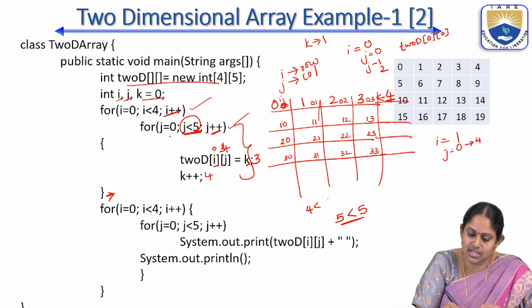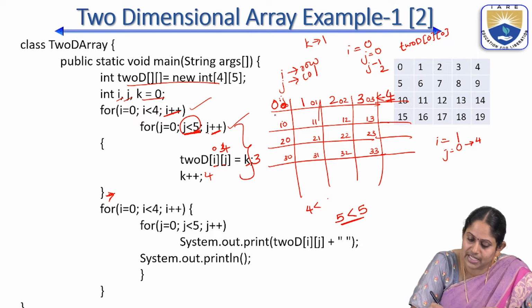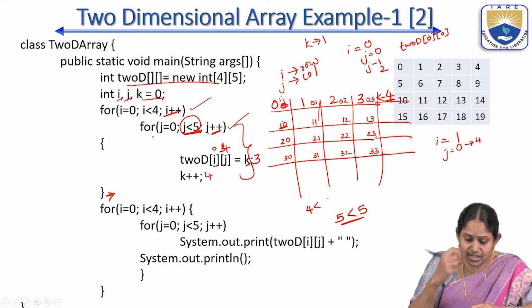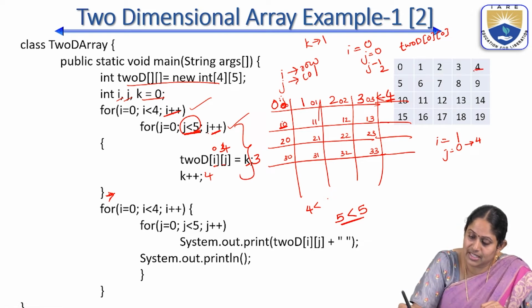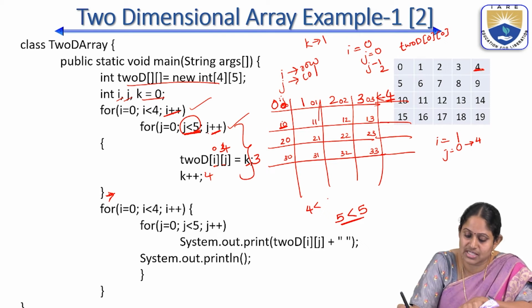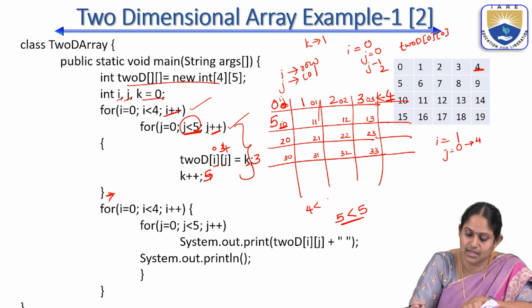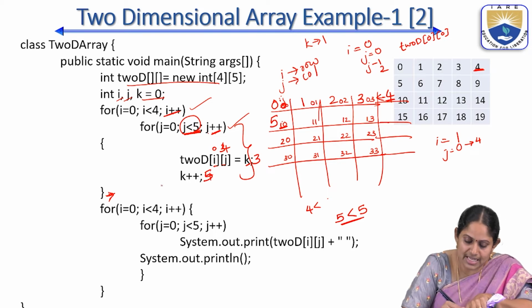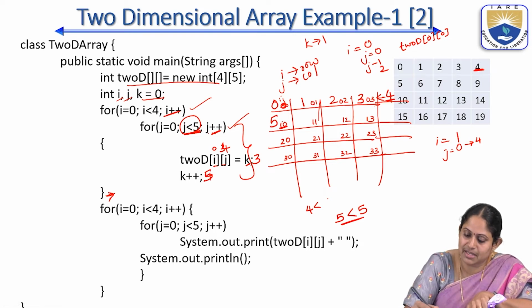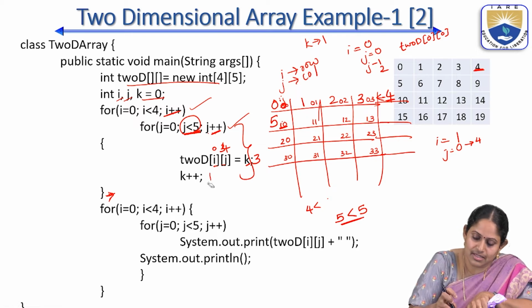Once j is 0, the loading of data will be into 1,0, since i is 1 and j is 0. So into 1,0 the data is loaded. Here k was 4. After storing 4 and incrementing, the k value had come to 5. So the data 5 will be stored over here. Once 5 is stored, again j++, and k becomes 6.